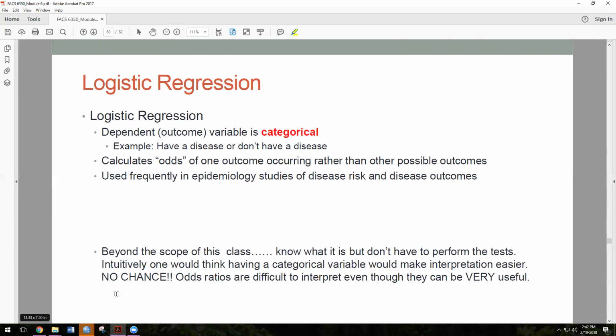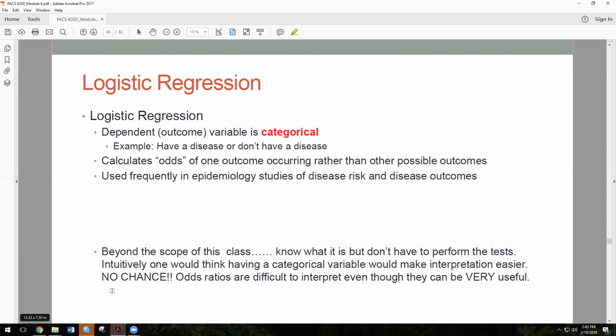So now a logistic regression is where you have an outcome variable that's categorical. So either you have a disease or you don't. So either you're male or you're female. That's a terrible example. Either you're male or you're not. Either you're female or you're not. Either you're pregnant or you're not. Those are examples of categorical outcomes. And so what you're doing is calculating the odds of actually having that outcome.